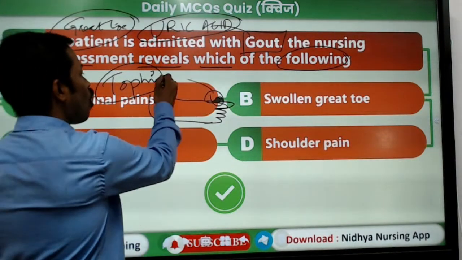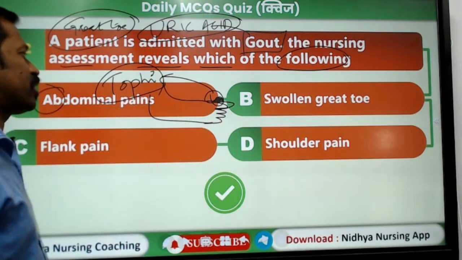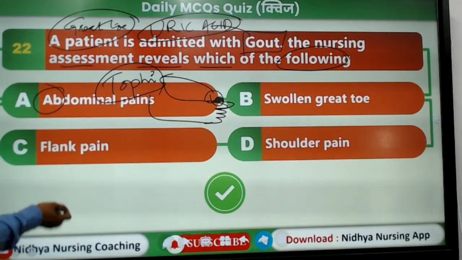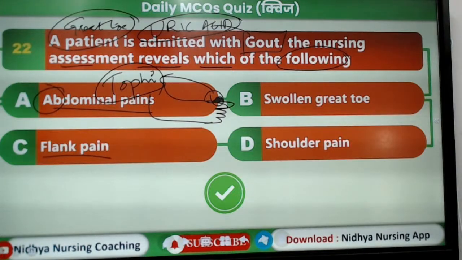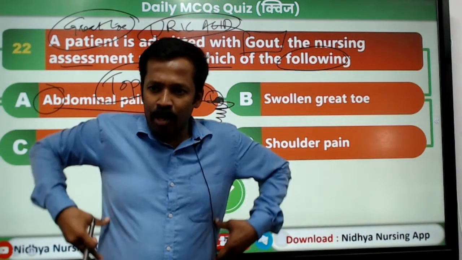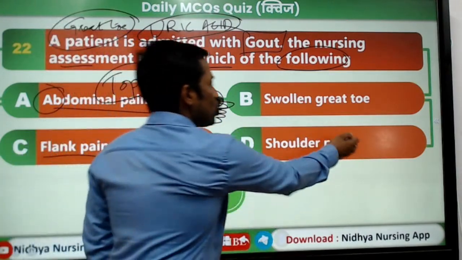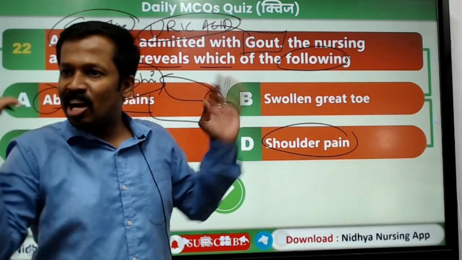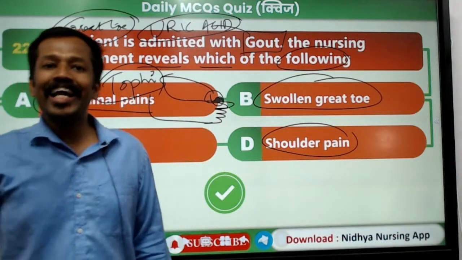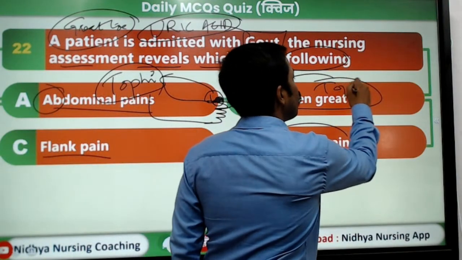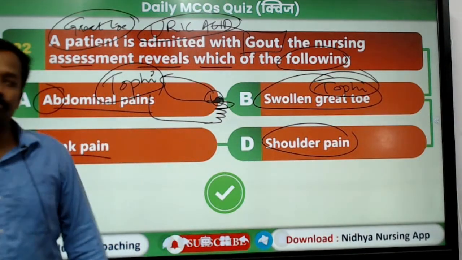Okay, that is called tophi. This nodule is called tophus, because of deposition of uric acid. So here what is the nursing intervention or assessment? Is it abdominal pain? No. Is it flank pain? Abdominal pain means it is here. Flank pain means it is this area. And shoulder pain, it is here. It is also not a classical sign of gout. Classical sign of gout is swelling at the great toe, and that is called tophi. So what is the answer?